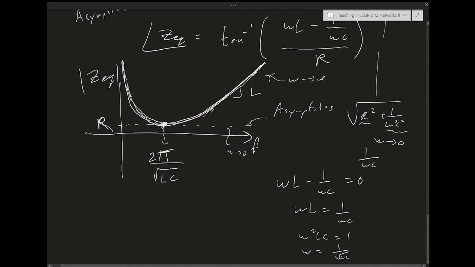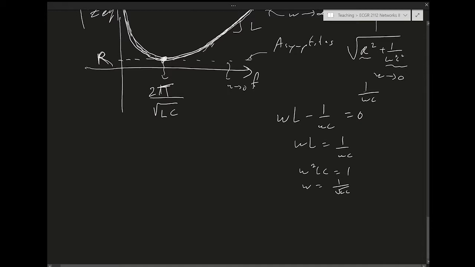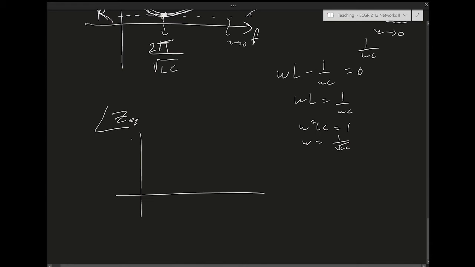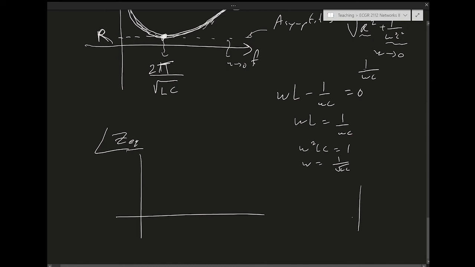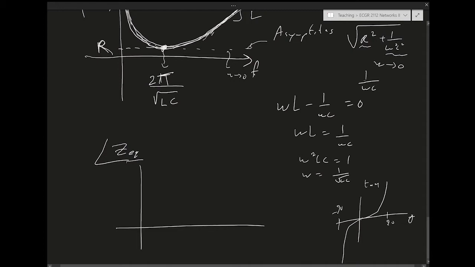Okay? What about the phase? Well, let's think about it. So the phase of Z equivalent. What happens if omega goes very high? If omega is very high, this term is going to go to zero, and we end up with omega L over R. And omega is approaching infinity, so this whole thing under tan inverse approaches infinity. What angle has a tangent of infinity? We know what the tangent function looks like, right? So if I plot angle theta in degrees versus tan, at 90 degrees, the tan goes to infinity. At minus 90 degrees, the tan goes to minus infinity. So the angle that has a tangent of infinity is going to be 90 degrees. So the asymptote at high frequency is going to be 90 degrees.